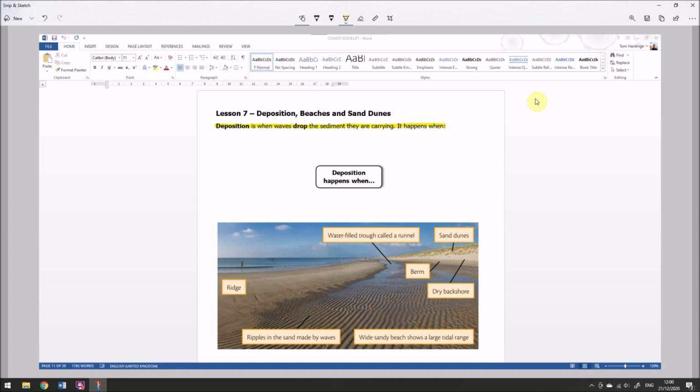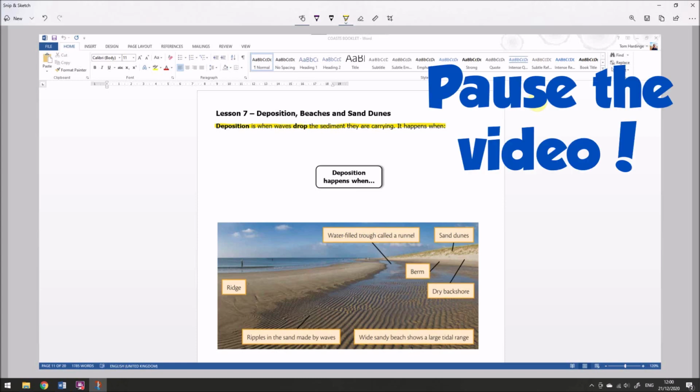I'd like you to pause the video now and think for yourself, for 30 seconds, about the locations or conditions that would cause that to happen. Just pause the video and think about why waves might drop the sediment that they're carrying.